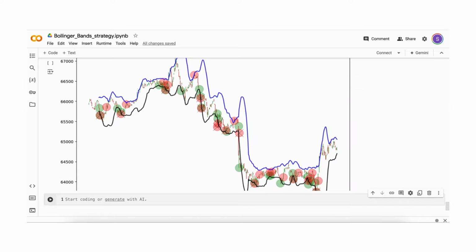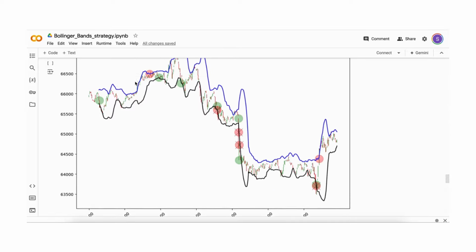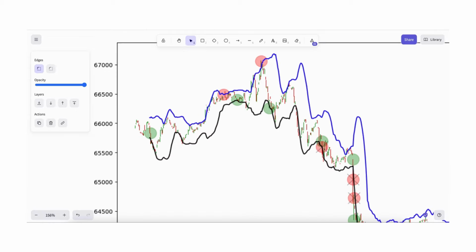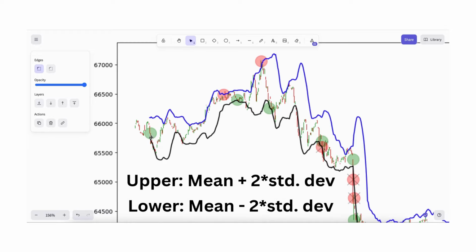What are Bollinger Bands? As you can see here, I have drawn Bollinger Bands on Bitcoin data, and these are the upper and the lower Bollinger Bands. The Bollinger Bands are simply points which are defined as the mean plus two standard deviations, which is the upper Bollinger Band, and the mean minus two standard deviations, which is the lower Bollinger Band.